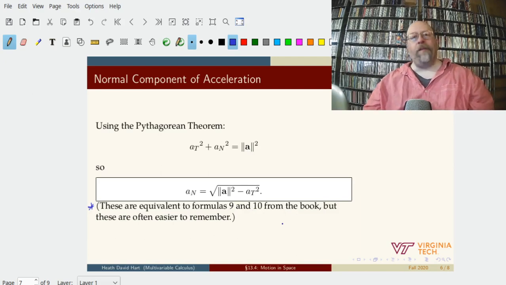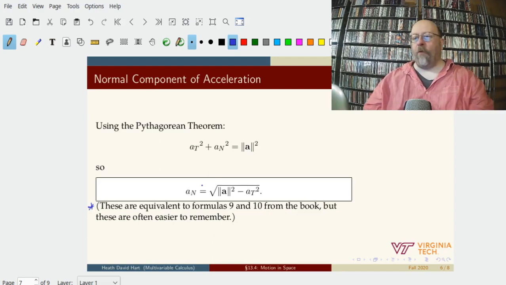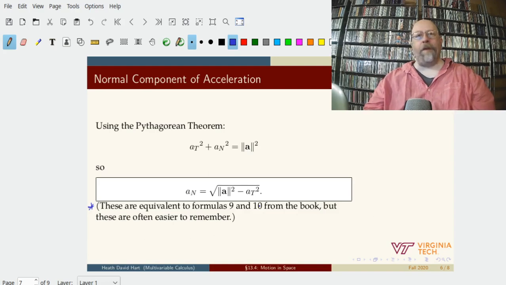And the formulas in the book are absolutely correct. There's nothing wrong with them. But they give you a formula for a sub n instead of using the Pythagorean theorem. And I just feel like the Pythagorean theorem is something that everybody understands. It's easy to remember. And so I'm trying to show you a formula that is simpler to memorize.